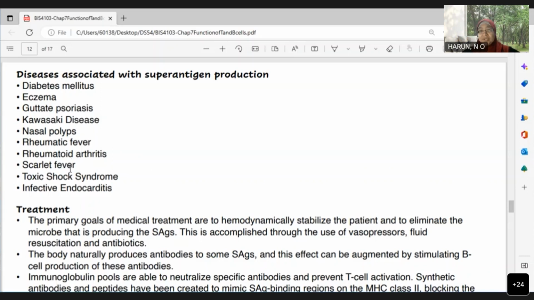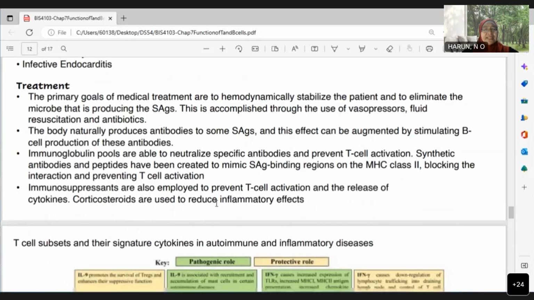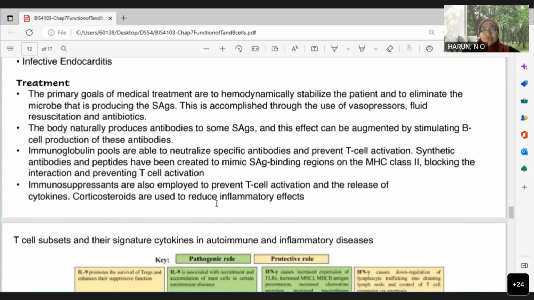Scarlet fever, okay, what is scarlet fever? Toxic shock syndrome and also infective endocarditis. Well, these are the diseases that are related to superantigen production. Okay, the treatment. What are we going to do with this?